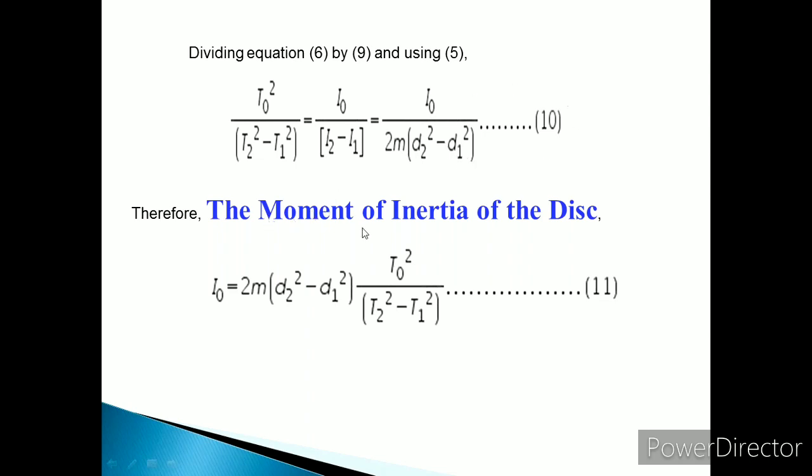Therefore, from this we have to calculate the moment of inertia of the disk, this is our main requirement. I0 is equal to 2m into D2 square minus D1 square into T0 square divided by T2 square minus T1 square. This is one of our required determinations, that is equation number 11.